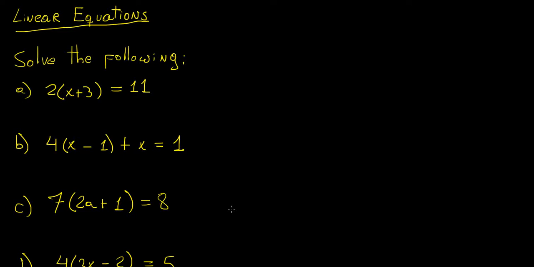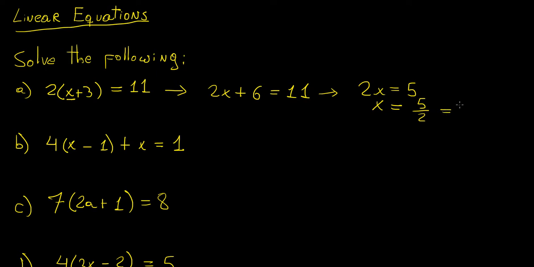In this video, we're going to be solving some linear equations. So, for example, in the following ones, we're going to be solving for x or for whatever pronumeral we see in the equation. In this case, the only pronumeral is x, so let's see what we can do. We can expand the right-hand side, so that's going to be 2x plus 6 equals 11. Now we can subtract 6 from both sides, so that's going to be 2x equals 5. And now we can divide both sides by 2, so that becomes x equals 5 on 2. Or we can express it as 2.5.